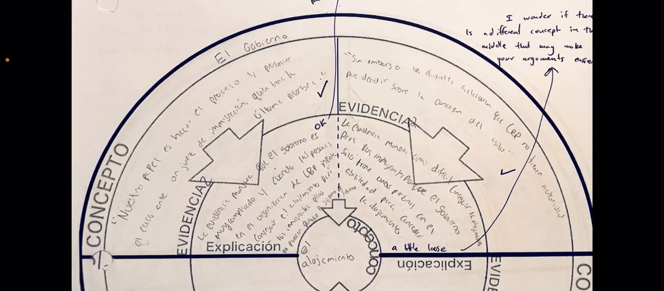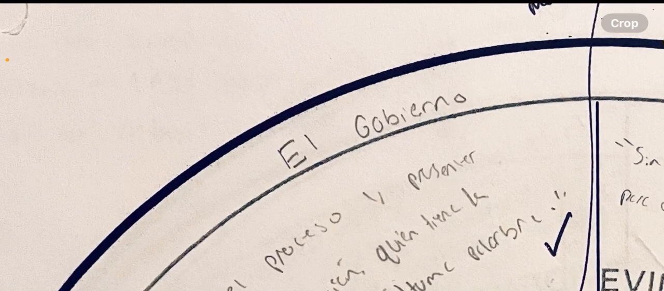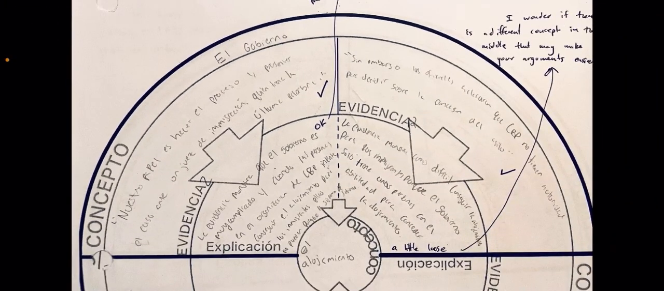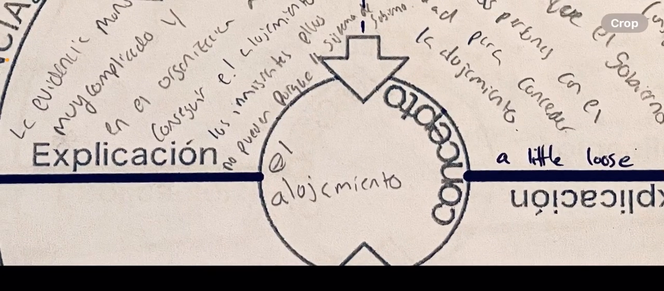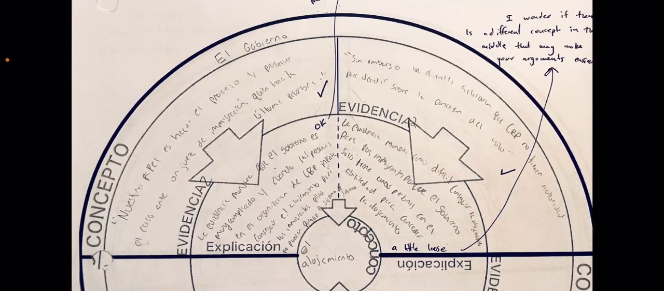So your side should look like this, with just gobierno on the outside, or whatever your topic is, and then just alojamiento, or whatever your topic is, on the inside. Okay, so that's one of the first things you need to do to change your paper. And I'll get you guys new sheets. All right, so the outside ring should only include one concept.